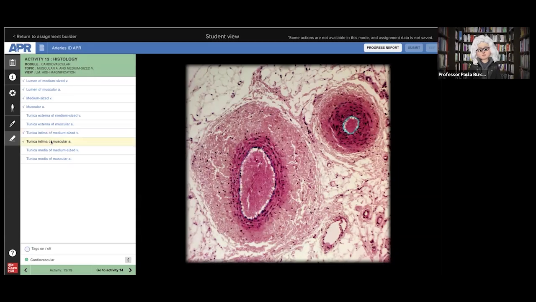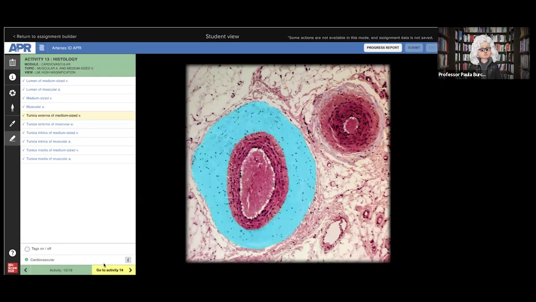Here is the tunica intima of the artery. The tunica media is smooth muscle and is involved in vasoconstriction and vasodilation. The artery will have a thicker tunica media. And then the outermost layer of the wall is called the tunica externa. That's connective tissue. It's also known as the adventitia. There it is in the artery. There it is in the vein.